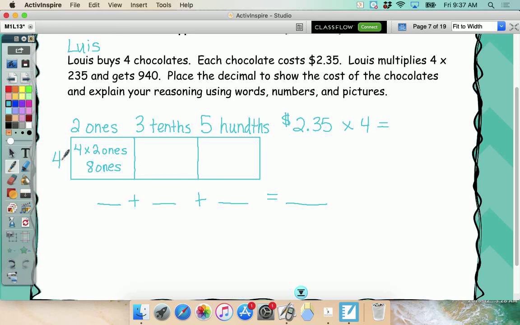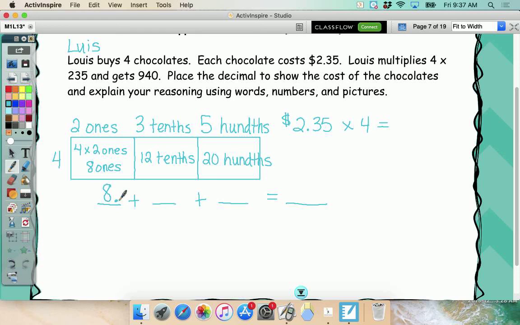Okay. So 4 times 3 tenths would be how many tenths? 12 tenths. And 4 times 5 hundredths would be 20 hundredths. Okay, I think I'm going to pull sticks. All right. So I've got Isaac. How do I write 8 ones? 8 and then the decimal. Good.